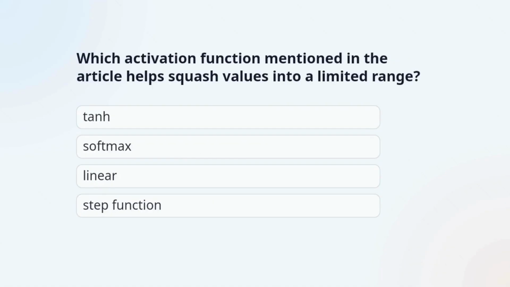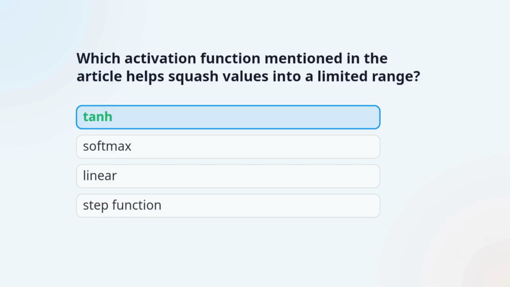Question 2. Which activation function mentioned in the article helps squash values into a limited range? The correct answer is TAN. The article specifically mentions TAN as the activation function used to squash activations into a bounded range.